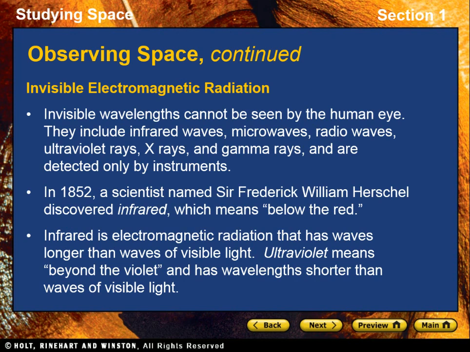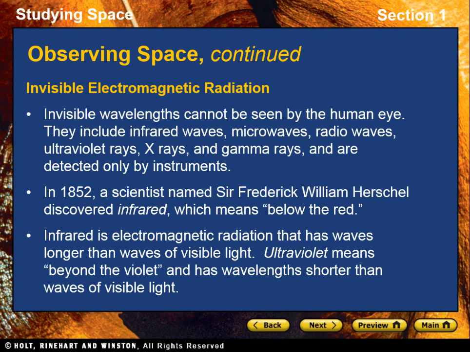Invisible electromagnetic radiation. If you place a thermometer in any wavelength of visible light, the temperature reading on the thermometer will increase. In 1800, the scientist Sir Frederick William Herschel moved a thermometer beyond the red end of the visible spectrum. Even though he could not see any light on the thermometer, the temperature reading on the thermometer increased. He had discovered infrared, which means below the red.